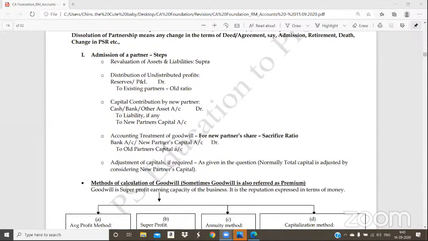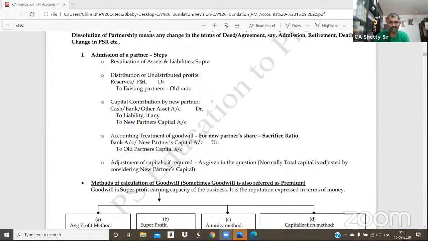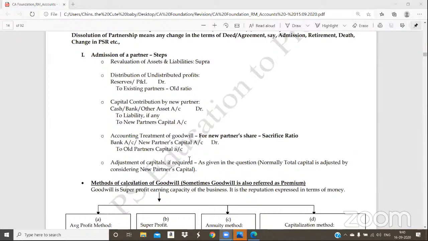When goodwill is brought in cash, you get the money. And when the goodwill is not brought in cash, not able to get the money, debit his capital. The last one is adjustment of capital. So the partners may decide to change their capital structure based on the new partner's capital. Whatever they give, accordingly do it. All of you understood? Yes, sir.